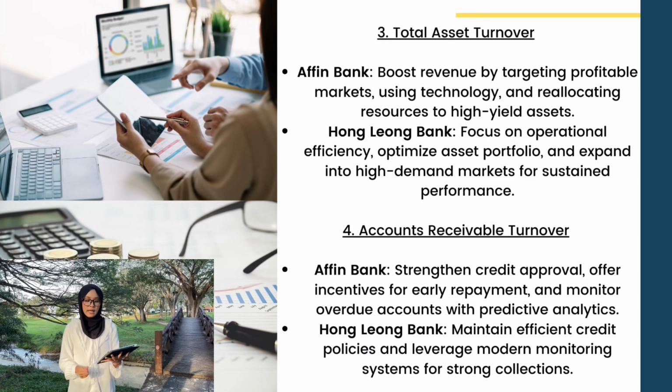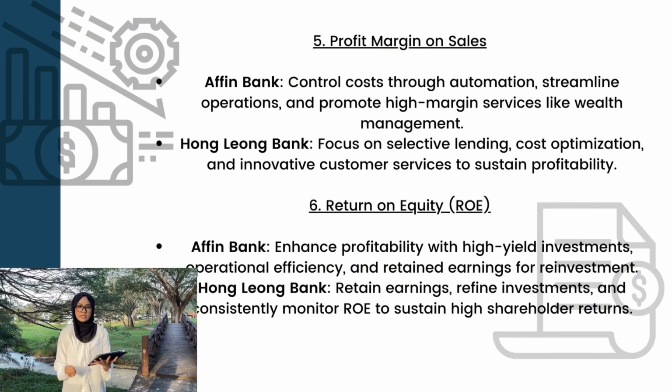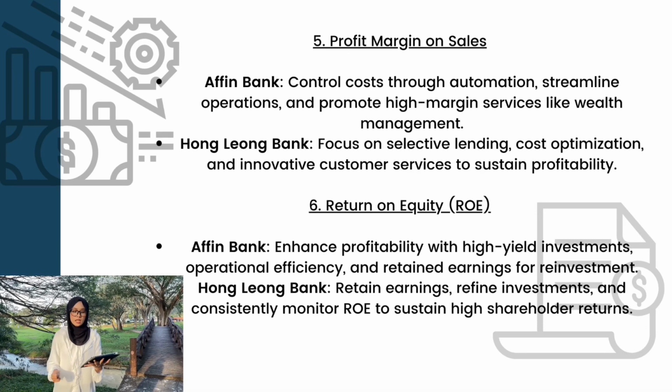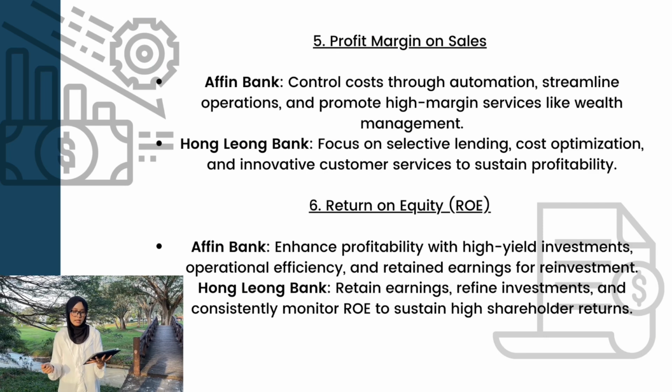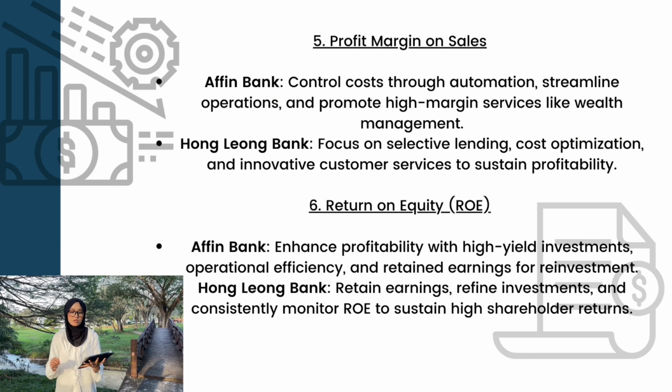However, Hong Leong Bank can maintain its strong turnover by prioritizing lending to creditworthy customers and investing in modern credit monitoring systems. The fifth one is profit margin on sales. To improve profitability, Affin Bank should control costs using automation, streamline operations, and promote high-margin products like wealth management services. As for Hong Leong Bank, it should focus on high-yield products, cost efficiency, and customer-centric innovations to sustain its profit margin. The sixth one is return on equity, which is ROE.